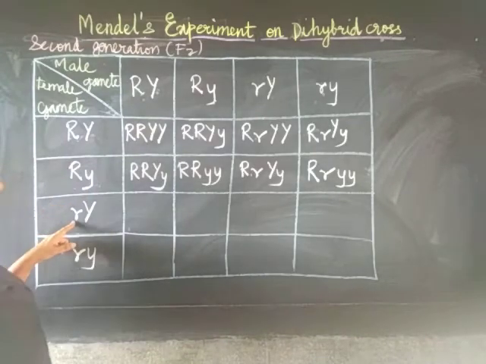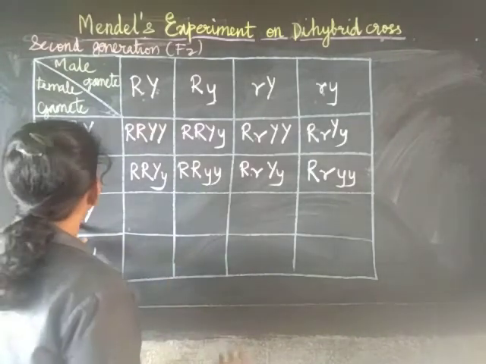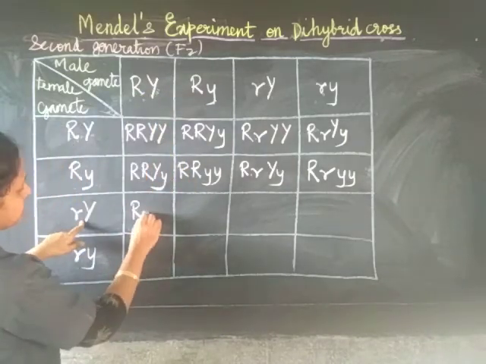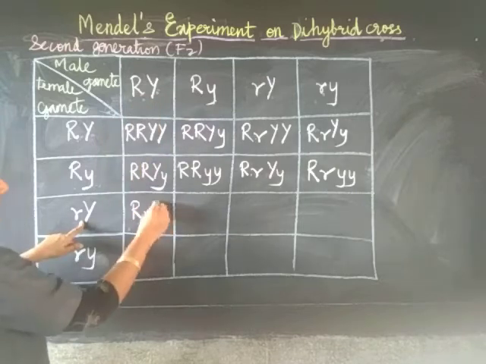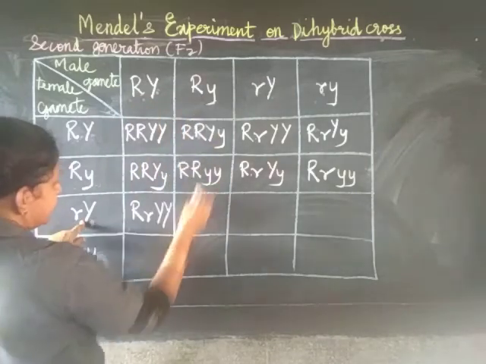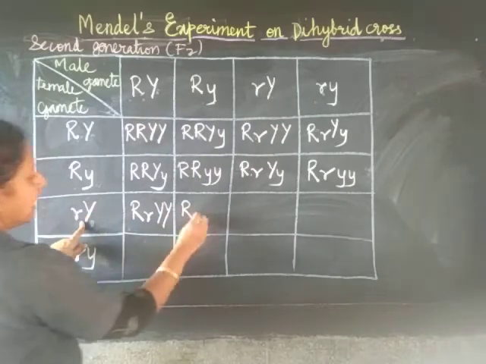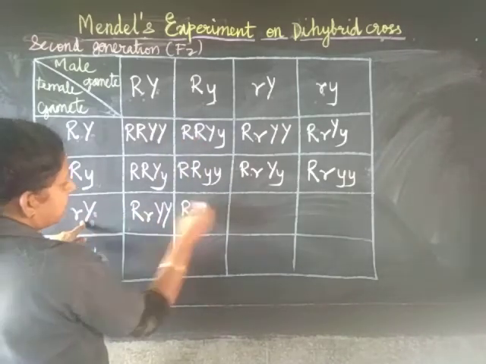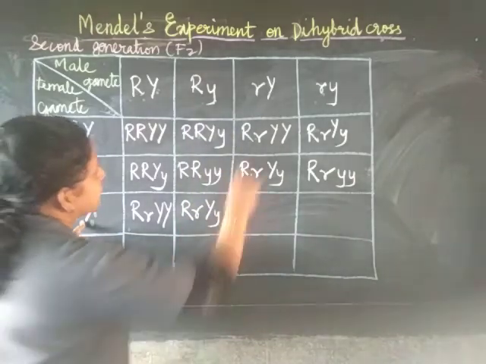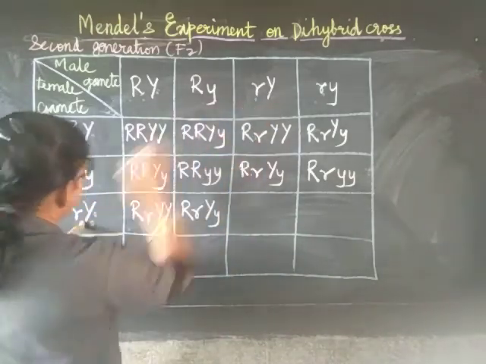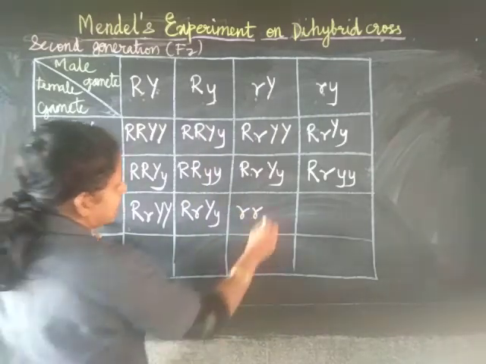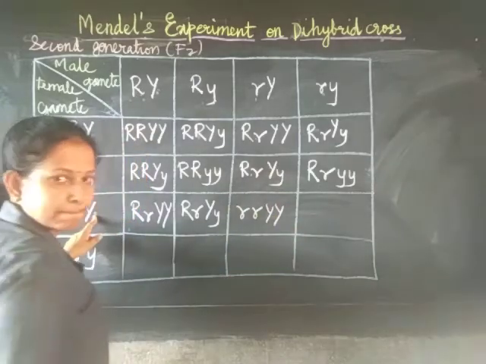Always remember, small letter is written after the capital letter. So we will write this capital R first, then this small r, then capital Y, capital Y. You can see here. Then next combination will be capital R, small r, capital Y, small y. Next small r, both sides now small r, here one capital Y, there also capital Y.